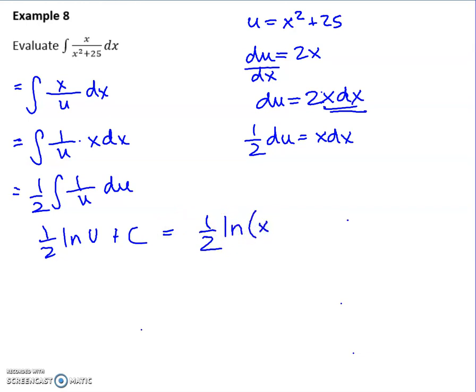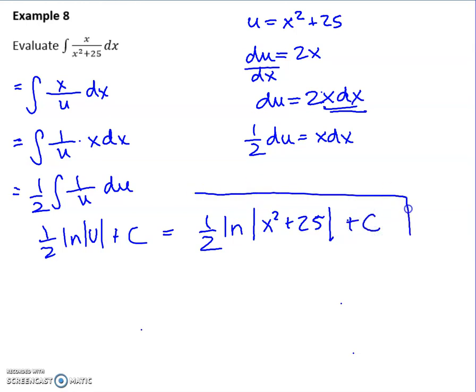Oops, let's get that absolute value in there. In both places, my bad. x squared plus 25 plus c. So you have to really be paying attention to it, because what I didn't need to do here was use that tan inverse relationship.